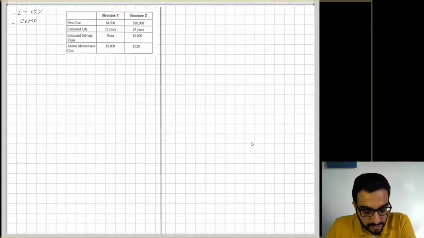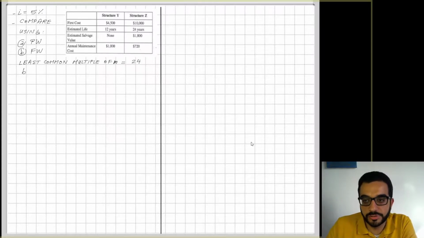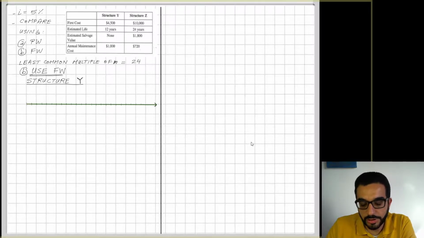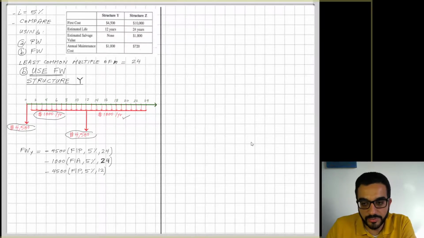Now part B, it's kind of a repetition of what we did, but we are now calculating the worth at the future, not the present. So using the future worth, structure Y, you see here we're doing exactly the same thing, drawing the cash flow, repeating the cash flow over 2 cycles, and even the terms will look the same, but one thing to pay attention to is that the 4,500, when I calculated its present worth, the one at time 0, it was multiplied by 1, but now it's multiplied by F given P 5% at 24. So I move its value all the way from 0 to 24.